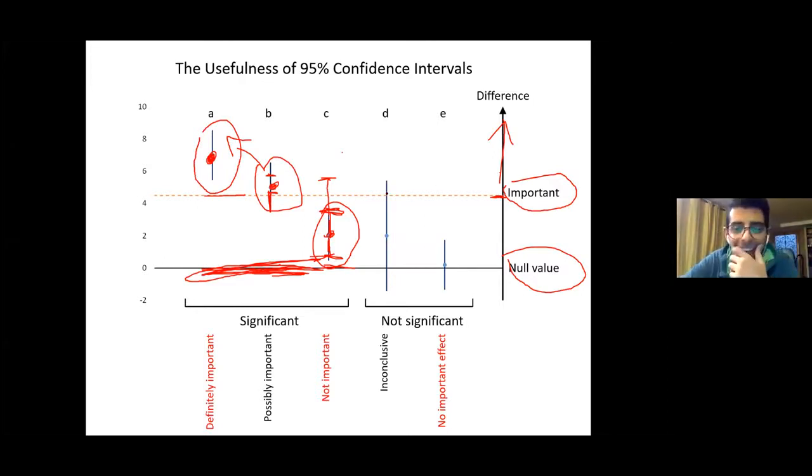So what is D? D is a really funny one. It's not significant, and it's most likely not important, because if he collects data, this will become narrower to around here, and it'll become narrower to around here. So D is like C, but he collected very little data, right? Which is kind of funny. If he collects more data, he will end up looking like C.